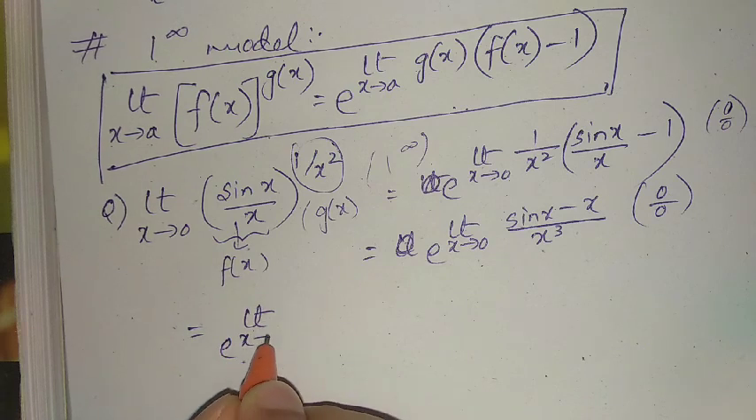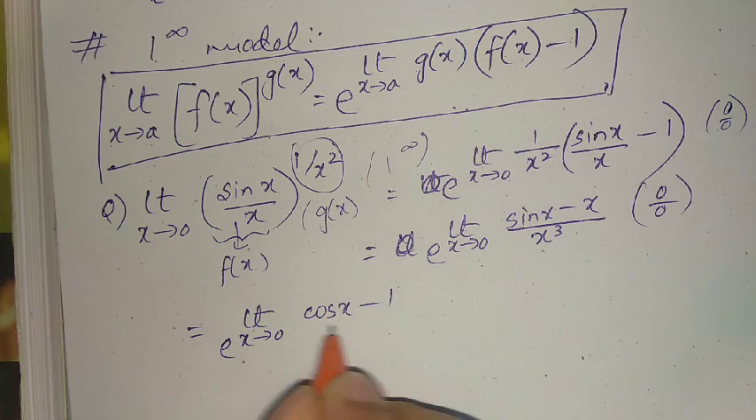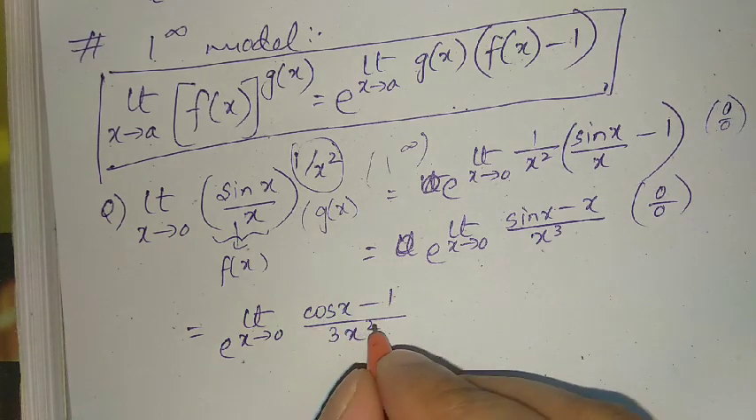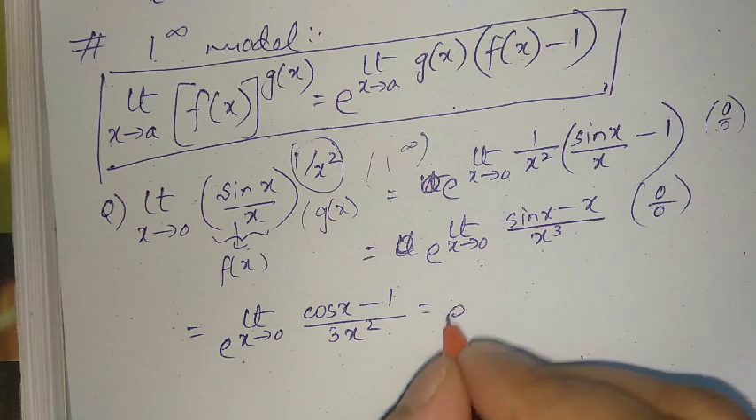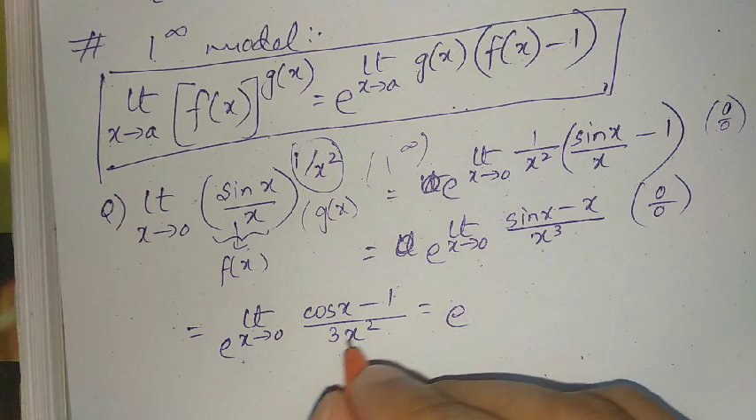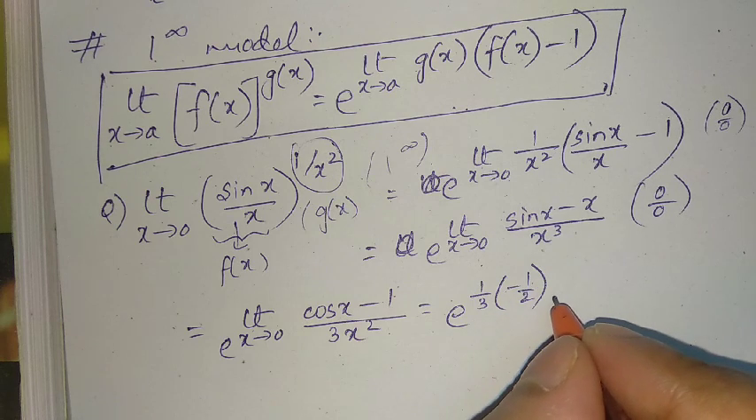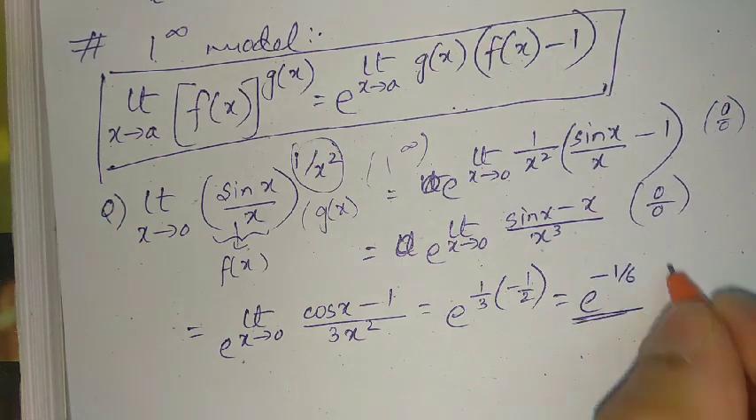So we will get limit x tends to 0, the differentiation of sin x is cos x, and here we will get 3x square. So it is nothing but (1 minus cos x) by x square, with a negative sign. e to the power, what we will get, 1 by 3 is already there, and we will get another minus 1 by 2. So the final answer is e to the power minus 1 by 6.